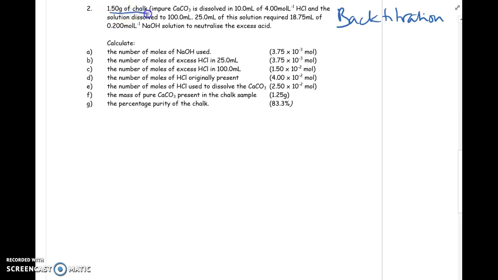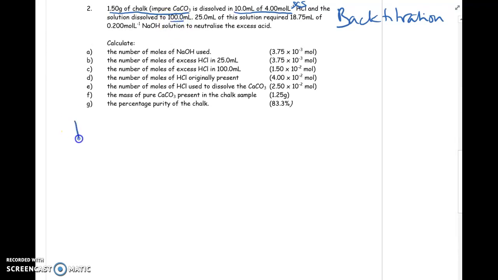We have 1.5 grams of chalk, and you can't find the moles of chalk because it's not a pure substance. And it's dissolved in 10 ml of 4 molar hydrochloric acid. Now this would be in excess. So there's too much hydrochloric acid. So we're expecting there to be hydrochloric acid left over. It is then made up to 100 ml.